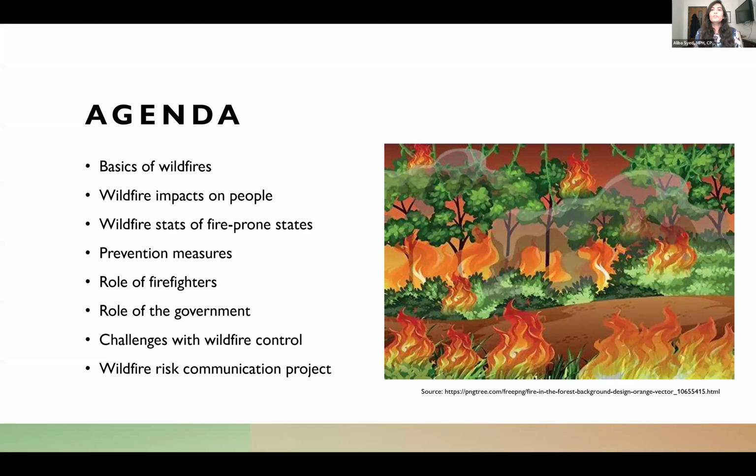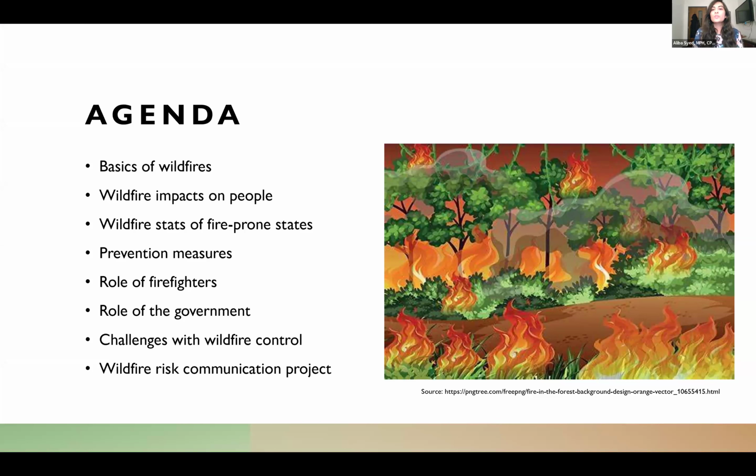So in today's lecture, we will go over the basics of wildfires, such as their types, how they're initiated, and how they spread. Next, we will learn about wildfire impacts on people, specifically how wildfires impact people's health. I will also share with you all wildfire statistics in fire-prone states of California, Texas, and North Carolina. I would like to mention that in 2024 alone, these states encountered the largest number of wildfires throughout the country.